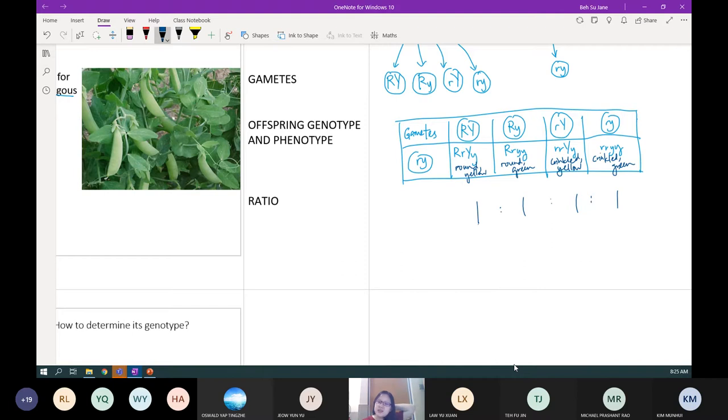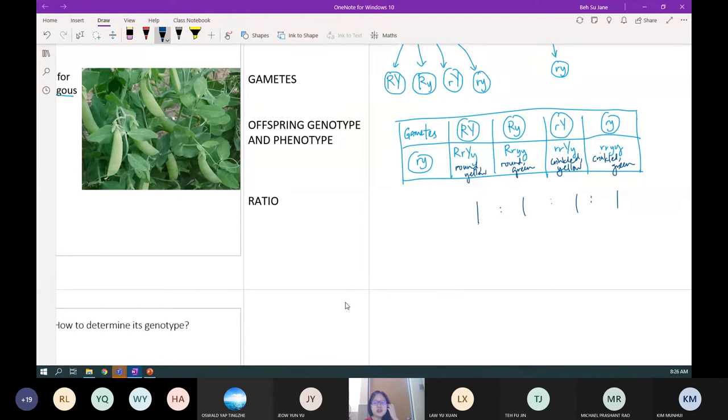Husna asks, in the exam, do we write the phenotypes in the table too? I think it's a good practice. You should. If not, you have to write it outside the table. And you need to link the genotype together with the phenotype. So if you separate it, it means you have to write this again and then make a whole list. And that's just too much trouble. Just write it in the table. It saves you a lot of trouble.